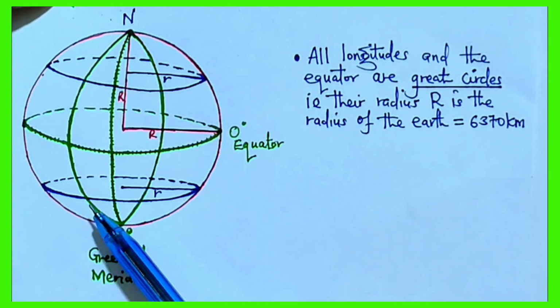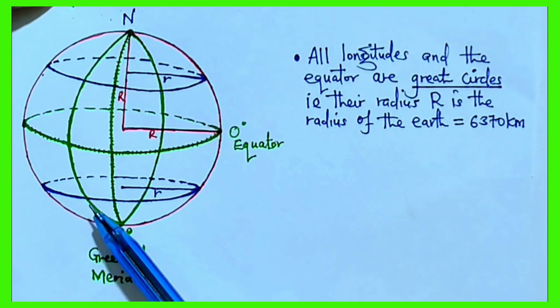These are longitudes, and they tend to form semicircles since their endpoints are at the north and the southern poles, and therefore their radius is equal to the radius of the earth, which is 6370 kilometers. And also the equator, being a latitude, it's also a great circle because its radius is equal to the radius of the earth, since the earth is spherical.